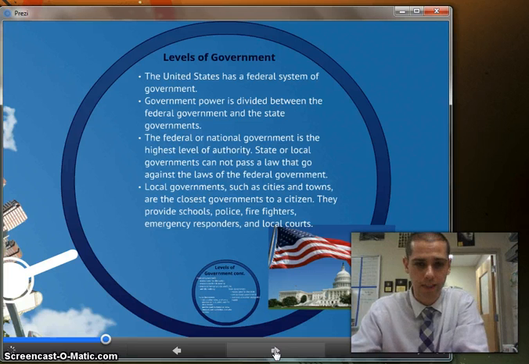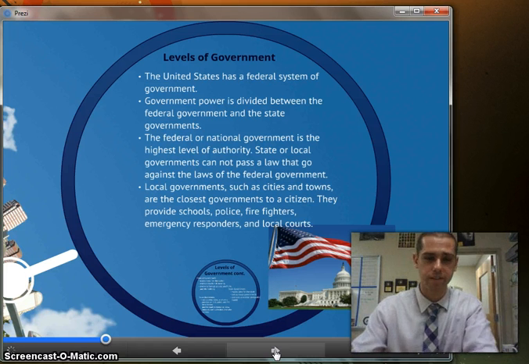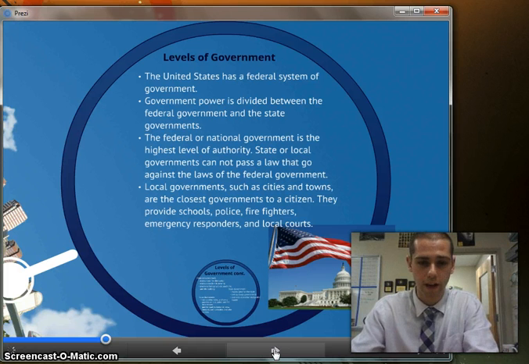Next, we're going to go to the different levels of government. The United States has a federal system of government. That means that the government power is divided between the federal and the state governments. The federal or national government is the highest level of authority. And if you guys remember from earlier in the year, federal or national means the entire country. So that's the United States government.